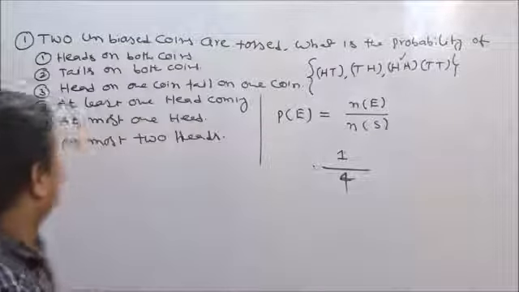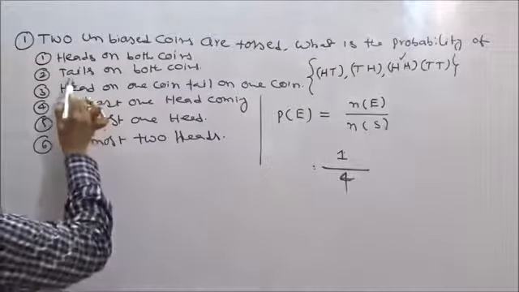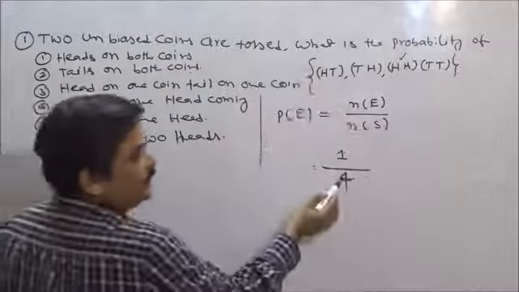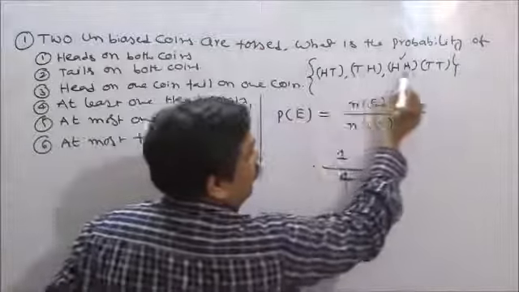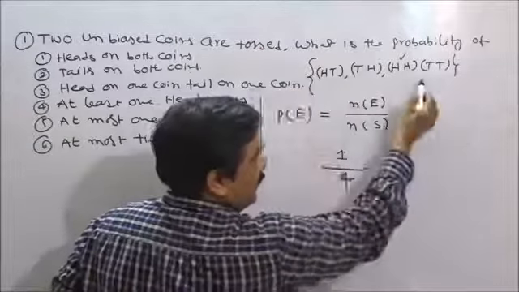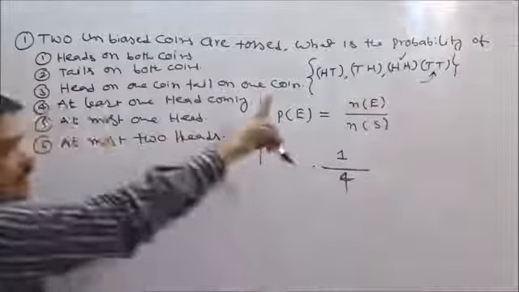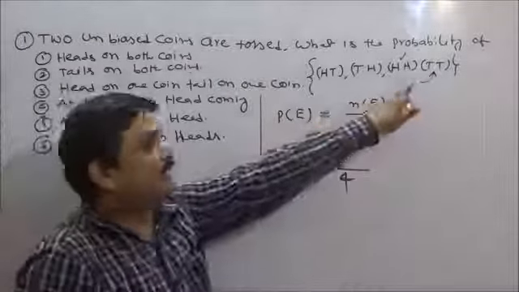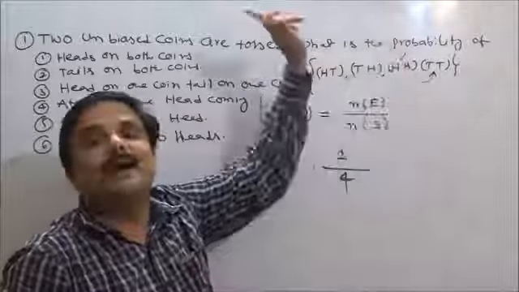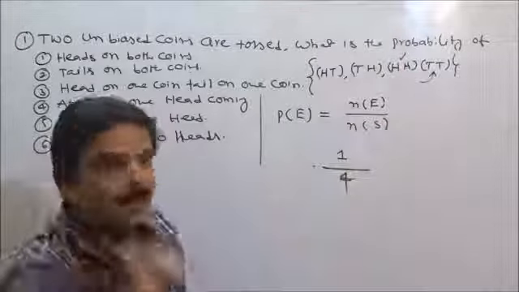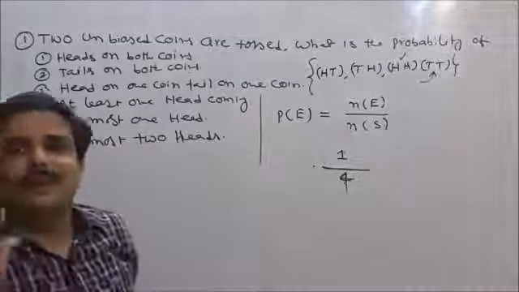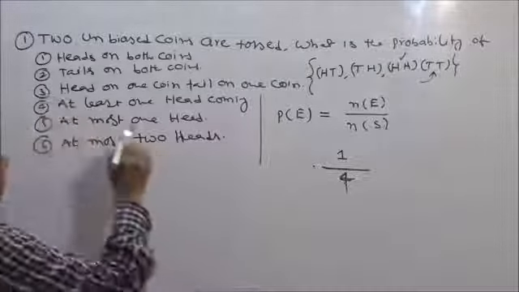Now what is the second question? Here, tails on both coins. Same thing you see, sample space is 4 only. Tails on both coins, from the sample space, only one possibility, that is called desired event. Desired outcome is only 1. So now that should be 1 by 4. The same answer for this question. Go for the third one.